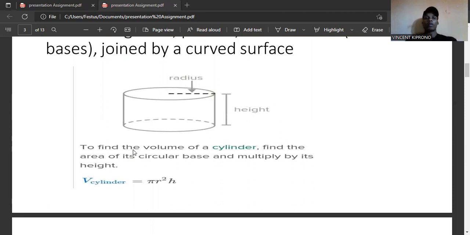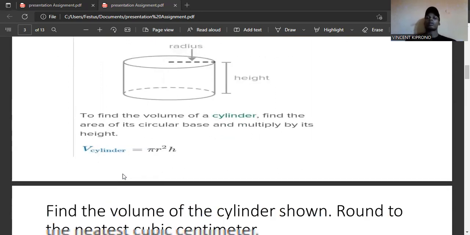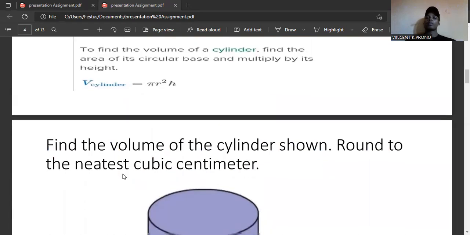So on how to find the volume of a cylinder, we find the area of its circular base, and then we multiply by its height. And you have a formula, that's volume of a cylinder is equal to pi R square, which is the radius. We have the upper one and the downward, that's why it's square. Then we multiply by height. Let's look at the example.